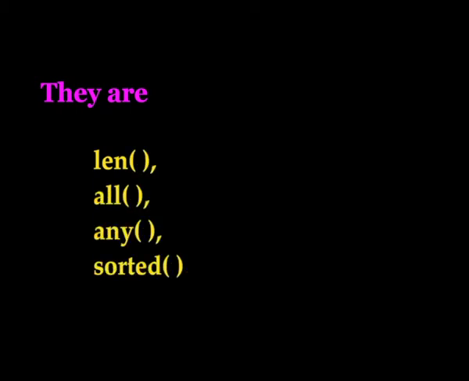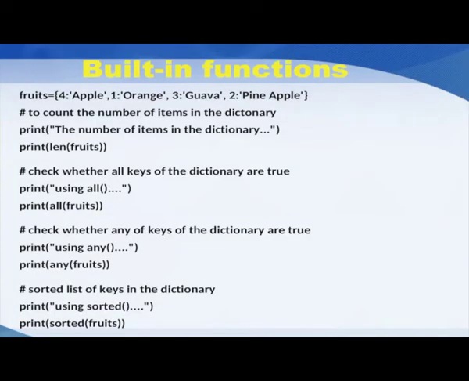Having seen elaborately about the dictionary methods, let us now see a few built-in functions that can be applied over the dictionary object. They are len, all, any, sorted, etc. Let us try to work out these methods. So, the first function is the len function, which is used to find the number of items present in the dictionary. In our case, we have 4 items. So, we get the answer as 4 for the first example.